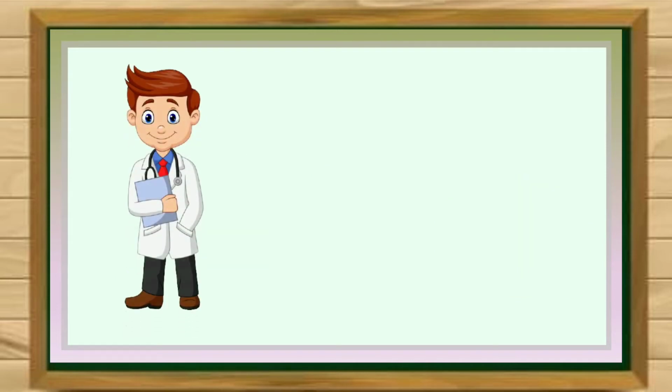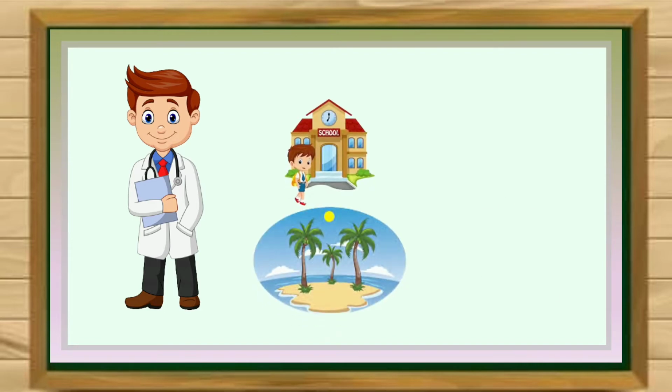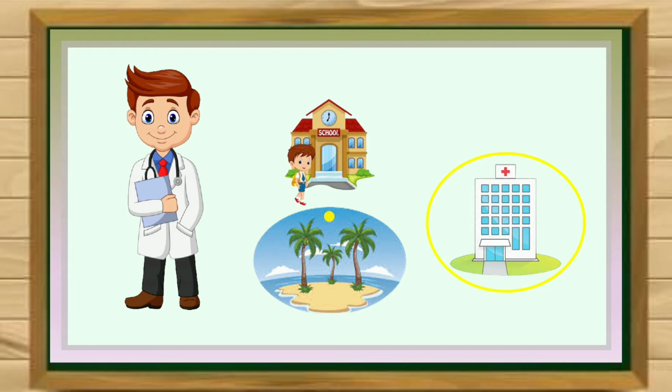The next person is Mr. Gregorio. He is a resident doctor. He is wearing his white lab gown and carrying his stethoscope. Where do you think is he heading to? At school, at the beach, or at the hospital? Wow, that is another correct answer. You're right. Mr. Gregorio is heading to the hospital, his workplace.